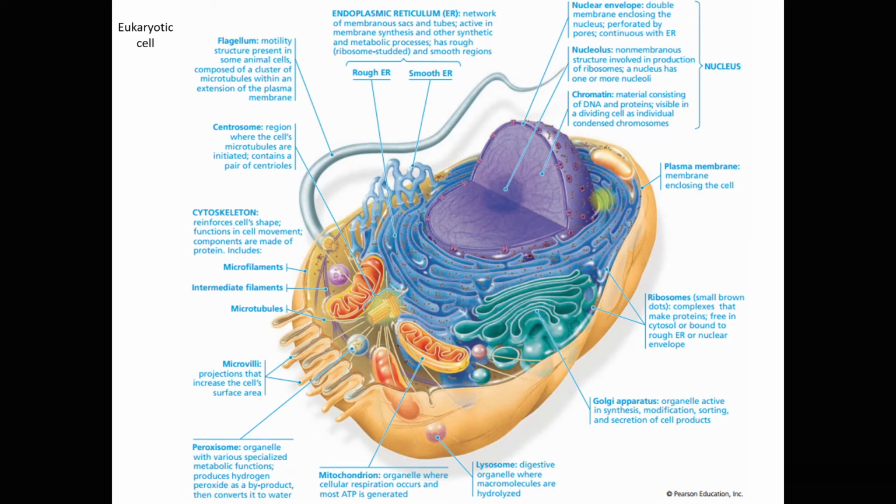Now, this is the nucleolus. I'm sure you have learned this before in Biology Form 5. It's a non-membranous structure involved in the production of ribosomes. A nucleus has one or more nucleoli. And then we have chromatin here, material consisting of DNA and proteins, which you will learn in detail later on.